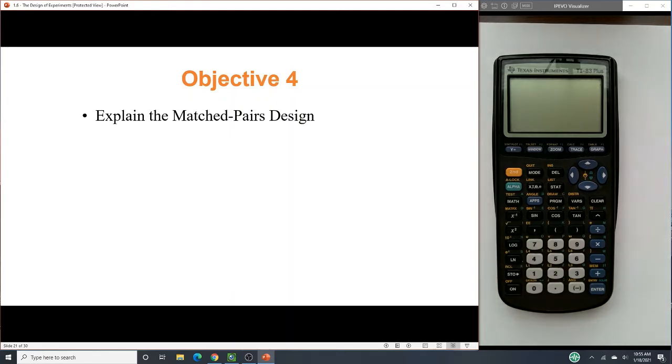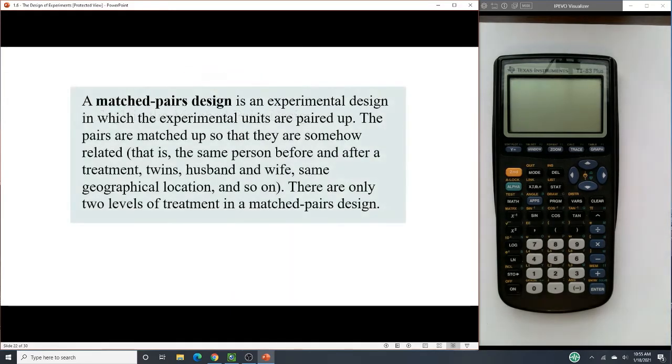All right, matched pairs design. A matched pairs design is an experimental design in which the treatment units are paired up. The pairs are matched so that they are somehow related. That is, it could be the same person before and after treatment, twins, husband and wife, people in the same location, and so forth. There are only 2 levels of treatment in a matched pairs design.